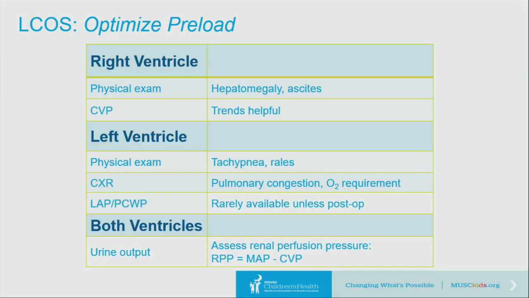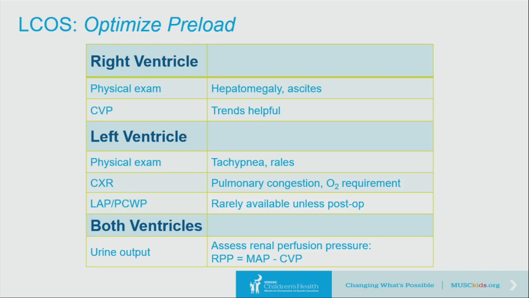In terms of optimizing preload, first starting on the right side of the heart, obviously if there's excessive preload, you can have hepatomegaly and ascites. The CVP, again, the absolute value is not important, but depending on the patient's anatomy and expected physiology, the trends over time are certainly helpful. On the left side of the heart, patients with excessive preload can have rales, tachypnea, pulmonary edema on chest X-ray.